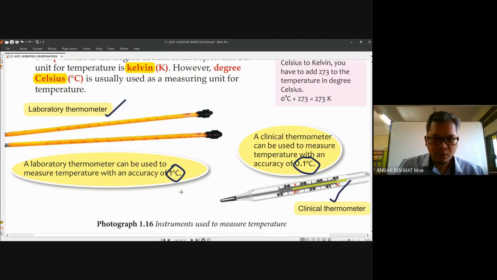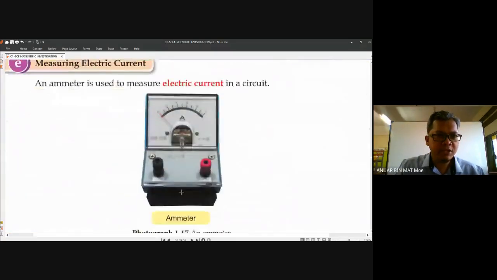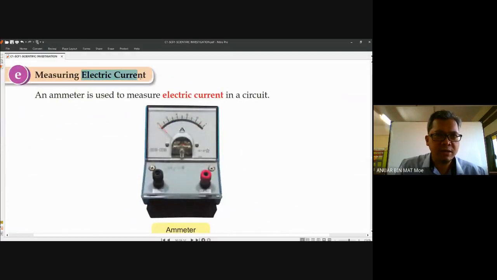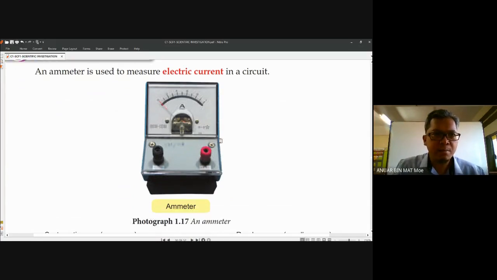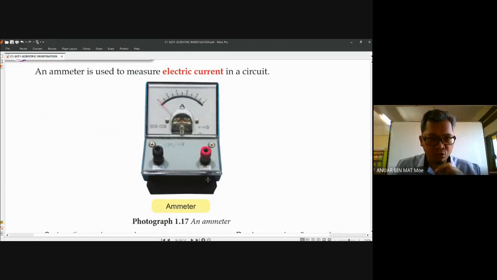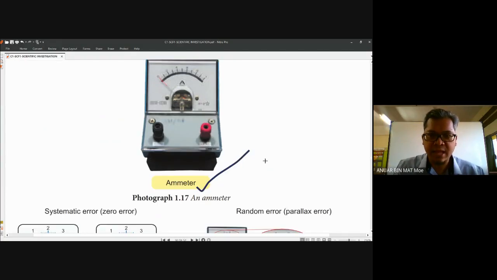Okay. So the next one is measuring electric current. The unit of electric current is the ampere. You still remember the unit? The unit is ampere, and the symbol is capital A. And then what is the measuring device? The measuring device to measure the electric current we call an ammeter. Okay, this is an ammeter.